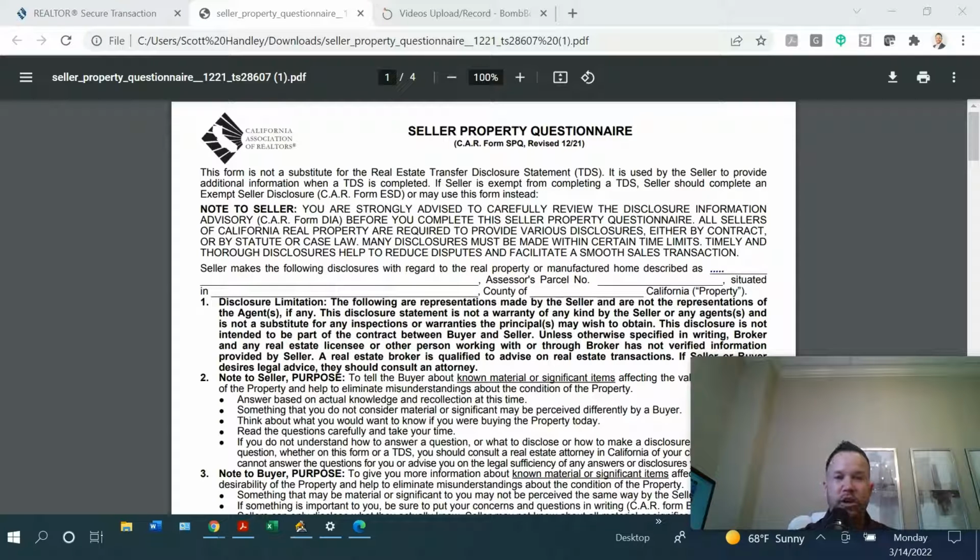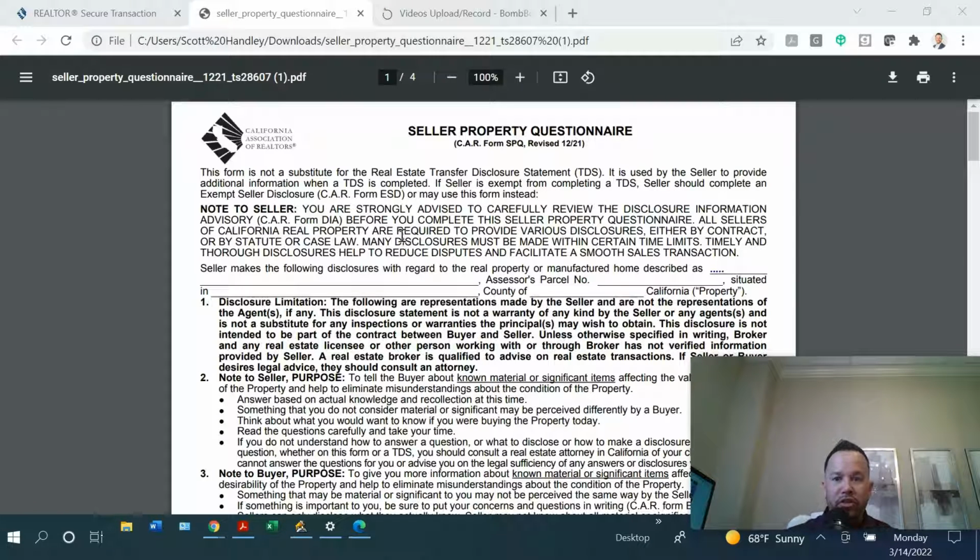All right, today we're going to go over the seller property questionnaire, what is known as the SPQ. This is a form of an extension, if you will, of the TDS. This form needs to be filled out by the seller. The only part of this form that can be filled out by an agent is this top portion on page 1, and obviously the signature pages on page 4.